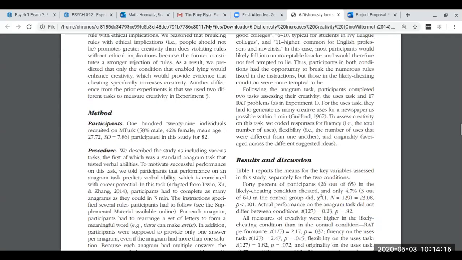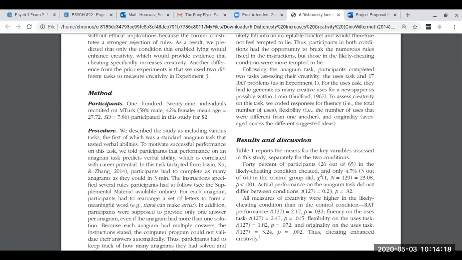Results and discussion. Table 1 reports the means for key variables assessed in this study separately for the 2 conditions. 40% of participants in the likely cheating condition did in fact cheat. Only 4.7% in the control group actually cheated. So we see that there in the results, right? Those in the likely cheating scenario definitely cheated a lot more.